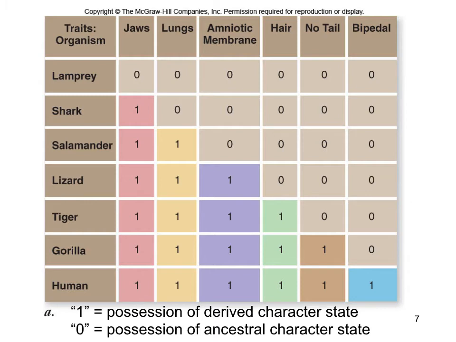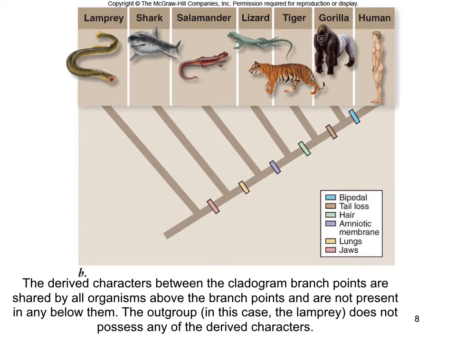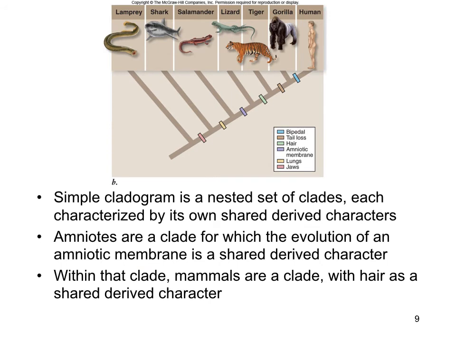And when we have this, we construct the phylogeny. And so here, lampreys are the outgroup. It doesn't have any of the derived characters, and then we arrange them so that they are as simple as possible, so that we don't have to make some strange assumptions. So this is a cladogram, and the clades are groups that share their own derived characters. So amniotes are a clade, and mammals are a clade within amniotes. And so this makes sense.